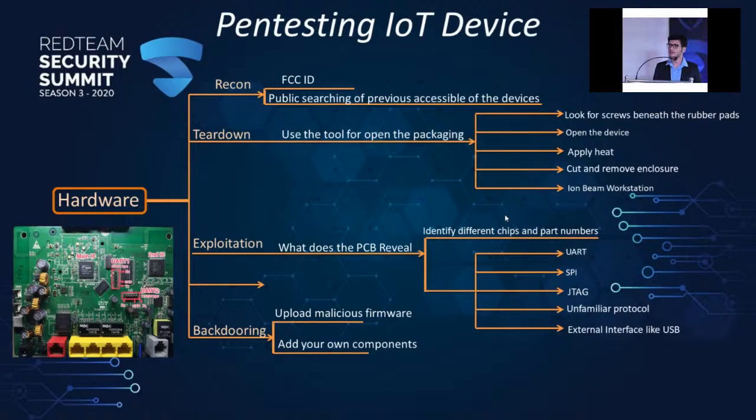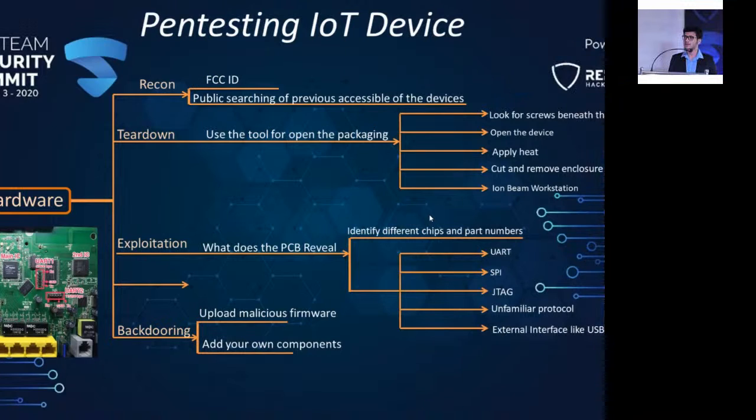And once you are able to communicate with the device, like you are able to access the shell of that particular device, after that you have to perform the backdooring. Performing the backdooring is uploading malicious firmware and adding your own component. So what you can do is extract the firmware using the SPI communication. Once you extract the firmware of the device, you add some components to the firmware image, and after that you can compile the firmware again for the device. So you can open the backdoor of the device as well.